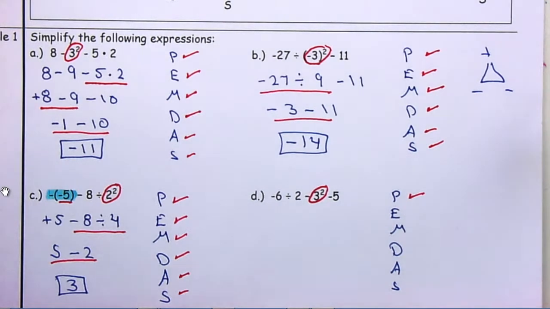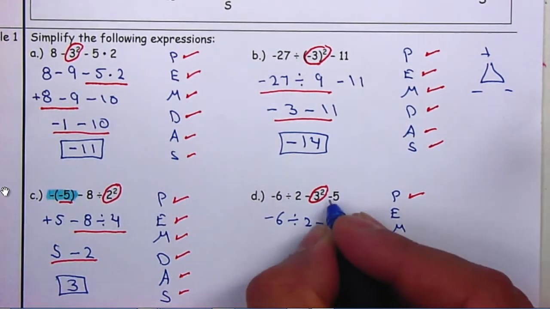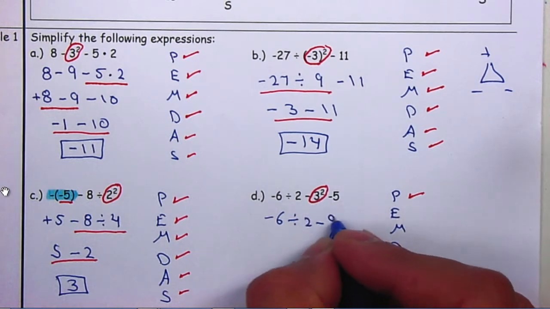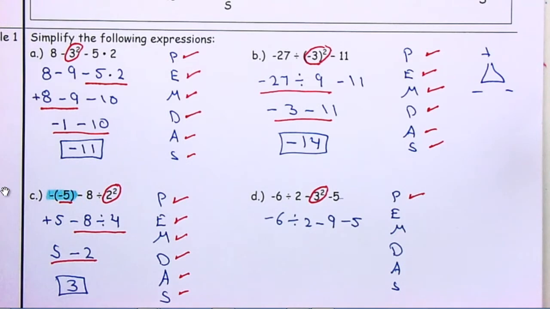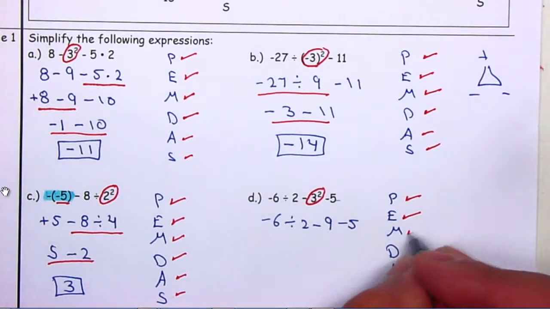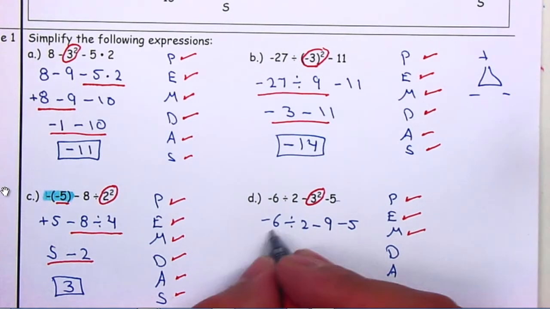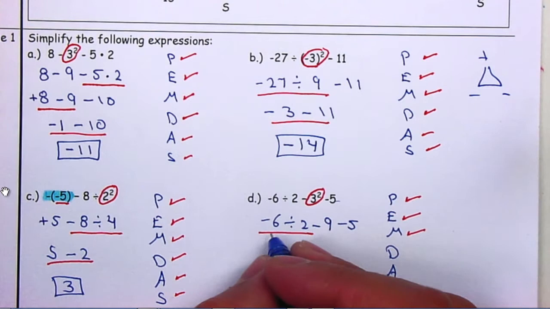So let's bring everything down. Negative 6 divided by 2 minus 3 squared will be 3 times 3, which is 9, and then the negative 5. So we finish with our exponents. Multiplication, we don't have multiplication. Division, yes. So we're going to divide negative 6 divided by 2.